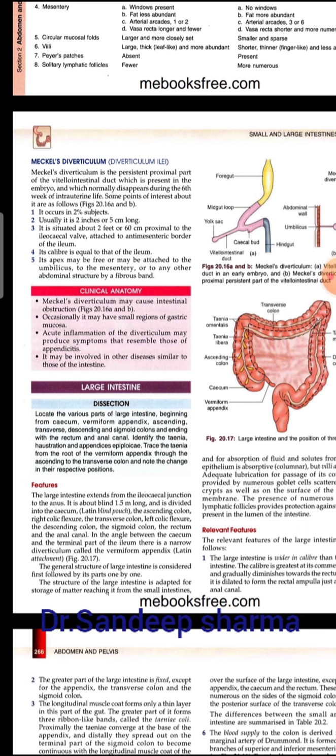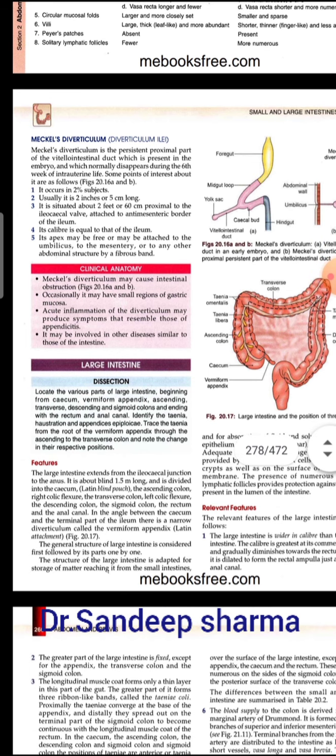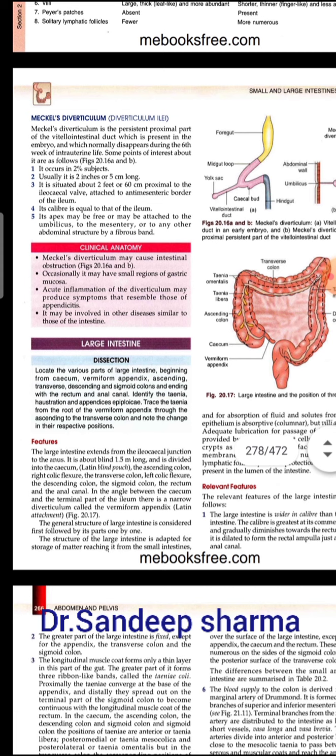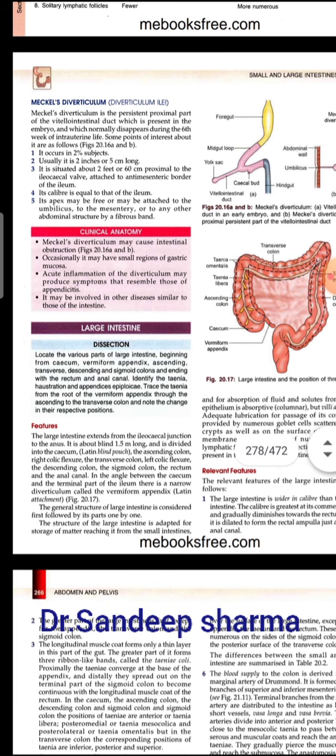So why did it come in this topic? Because clinically Meckel's diverticulum is a significant thing. It may cause intestinal obstruction, and occasionally it may have small regions of gastric mucosa. Acute inflammation of the diverticulum may produce symptoms that resemble those of appendicitis. This is important because it may confuse the surgeon as to what is Meckel's diverticulum and what is appendicitis.